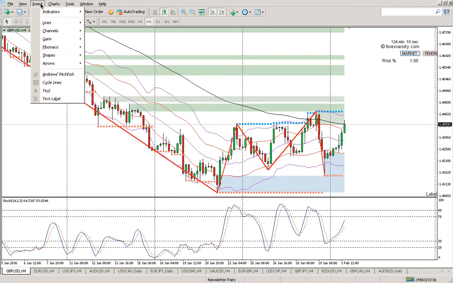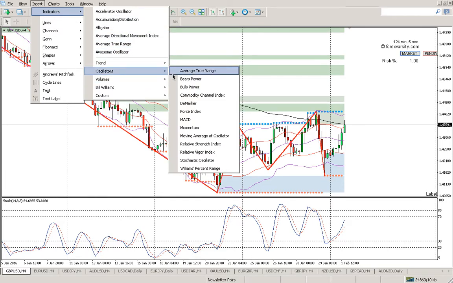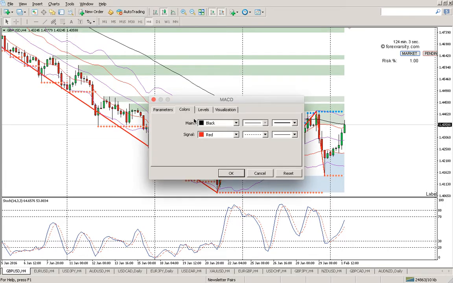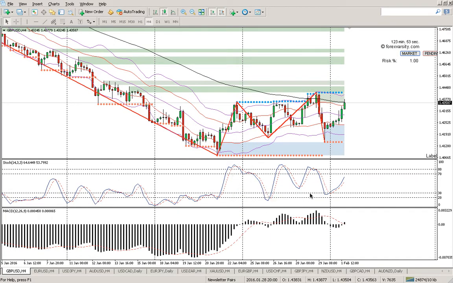Okay, so click insert, oscillators, MACD, and it's meant to be 12, 26, 9. I put it on close, but everybody to their own with that.